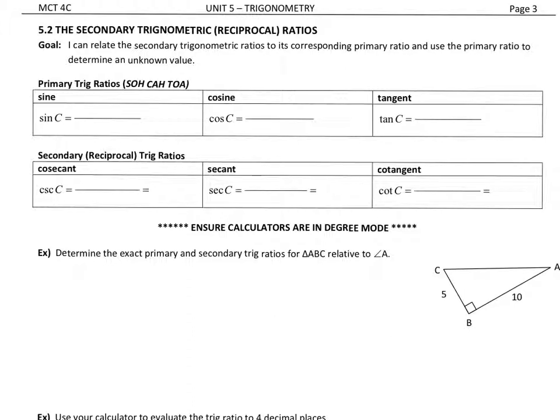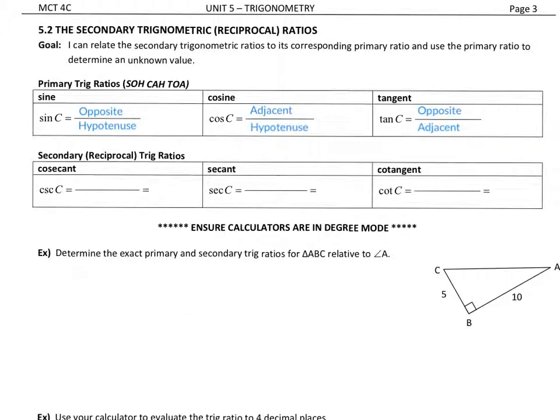All right, so our primary trig ratios that we should know are the ones dealing with SOHCAHTOA. It's the sine, cosine, and tangent. So what I have here are just some blanks to fill in. The sine of angle C we know is opposite divided by hypotenuse. The cosine of angle C is adjacent divided by hypotenuse, and the tan of angle C would be opposite divided by adjacent. So I'm just going to jot those in here.